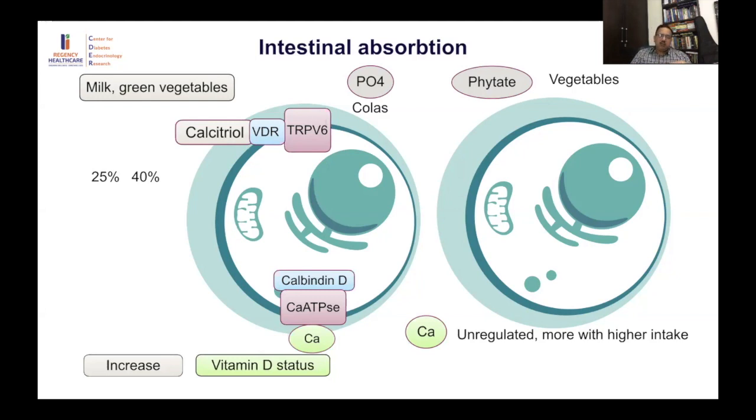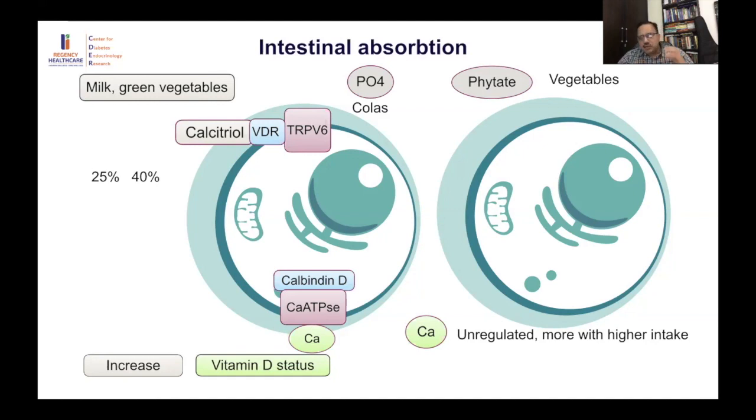And this active mode is very important in most Indian children, because the calcium intake is not more than 500 to 600 milligrams per day in a large number of children, as against the desired or the recommended amount of beyond 1200 or 1300 milligrams.